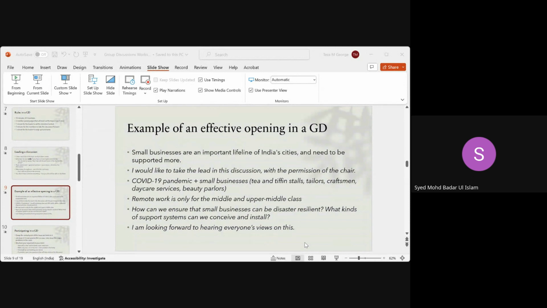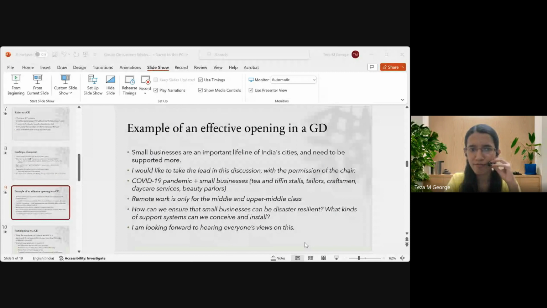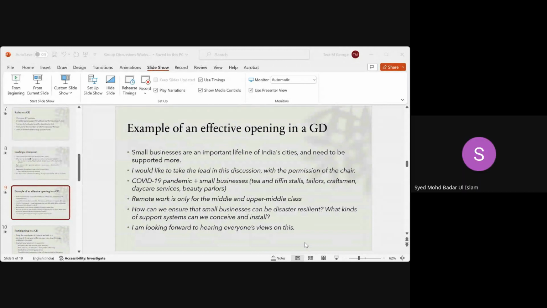Small businesses are the backbone of the Indian economy and need to be supported more. The COVID-19 pandemic has affected small businesses and self-employed labor the most. Big businesses have all the resources to sustain this type of pandemic, but what about small businesses? How can we support them? I'm looking forward to hearing everyone's views on this.